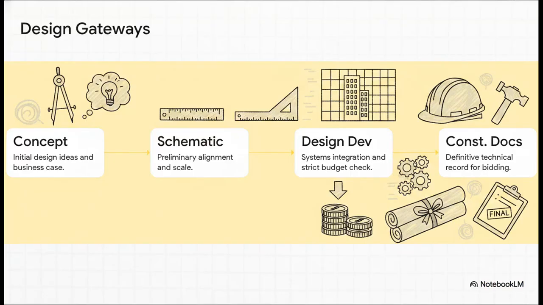Following established frameworks like the AIA B101 or the RIBA plan of work, we have to enforce formal owner approvals at very specific stage gates. We move from concept to schematic design, making sure we have preliminary alignment with the site and scale.